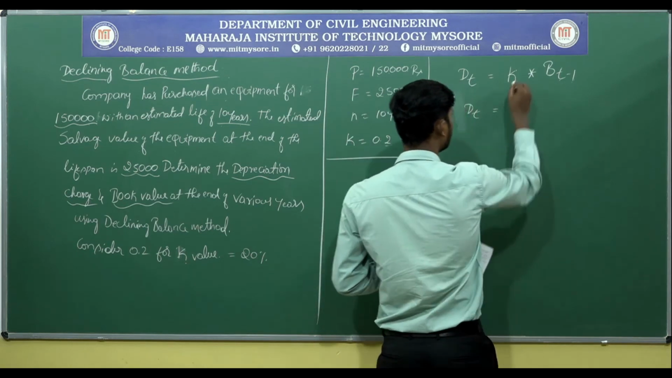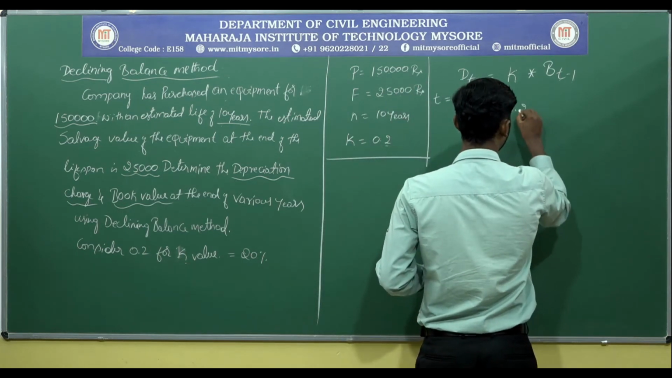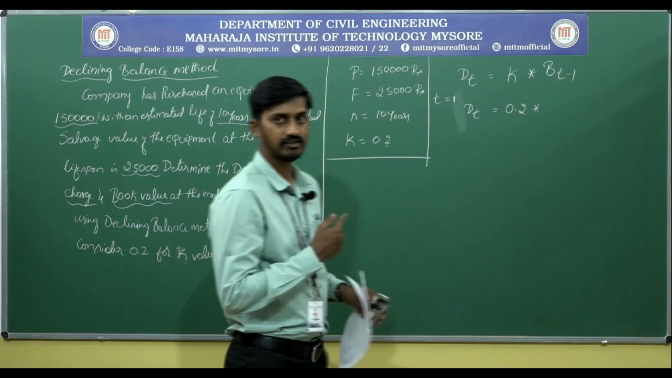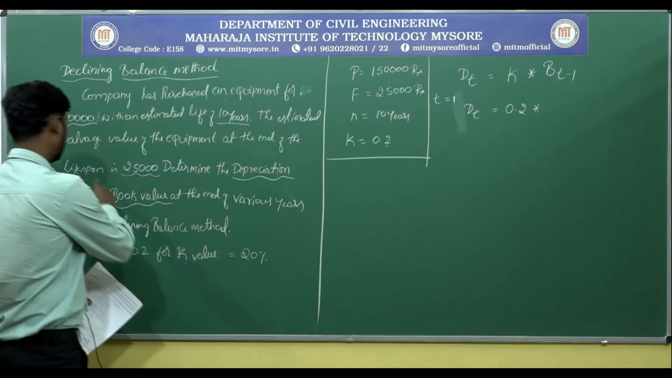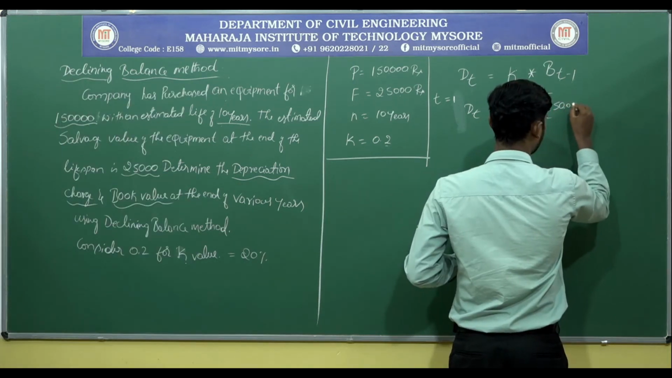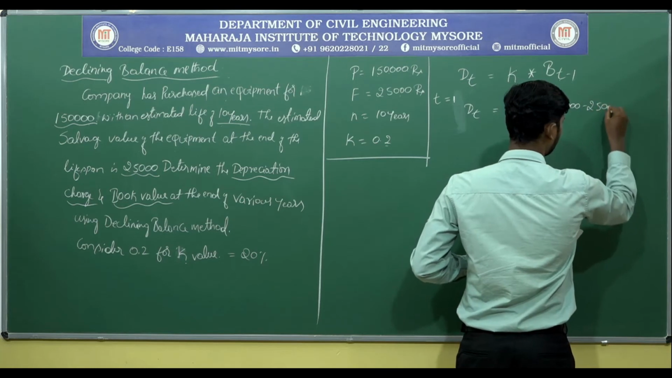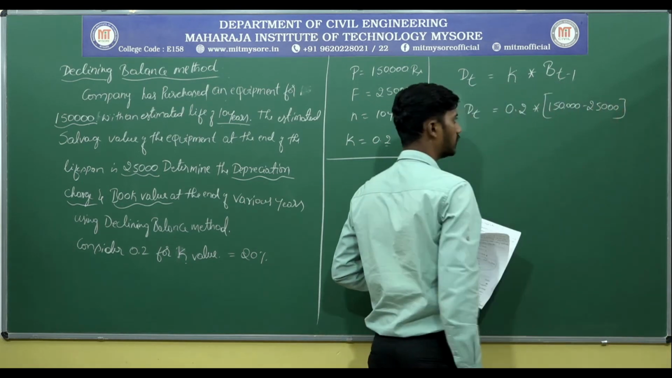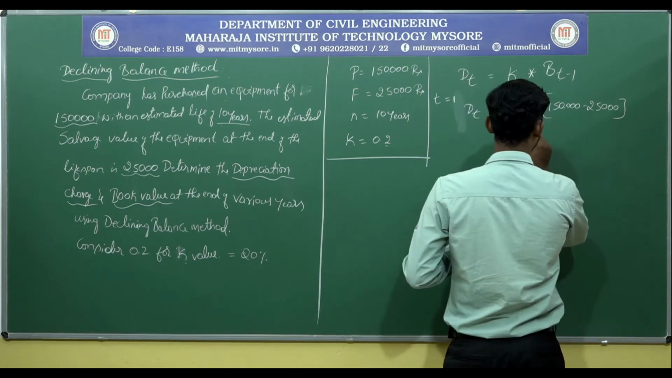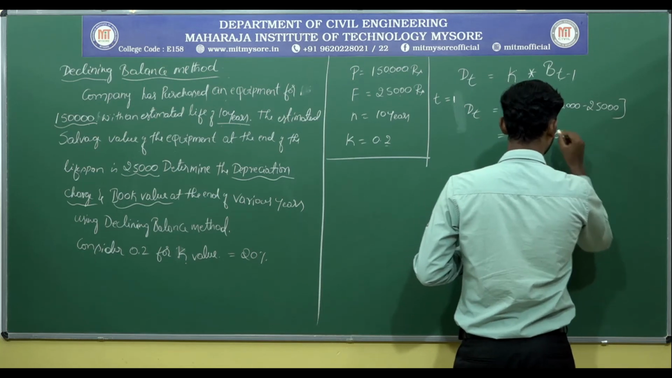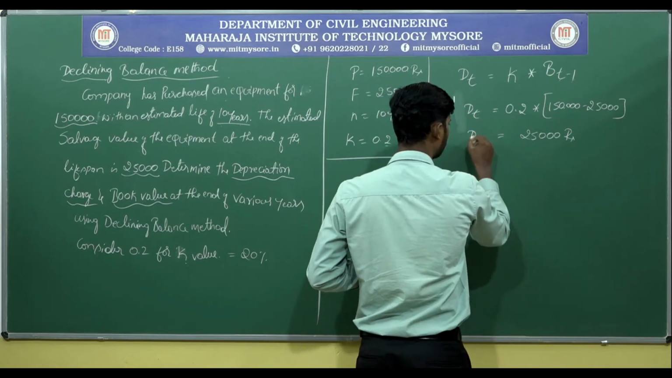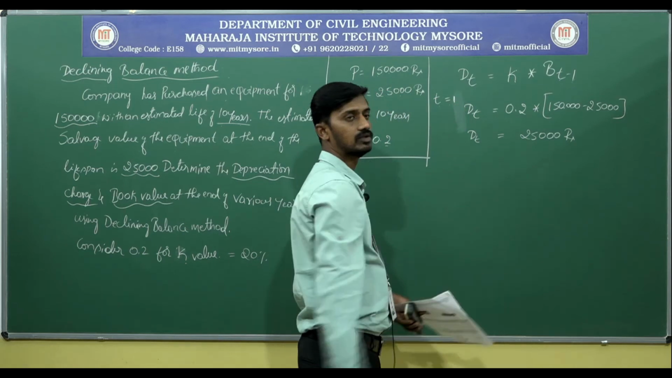If you go T equals to 1, what happens? dt is equal to K, which is given as 0.2, and what is BT minus 1? Initially it is 1,50,000 minus 25,000, which is the given value. So what is the answer here? I think 25,000 is the answer. 25,000 rupees for D1, where we consider T is equal to 1.